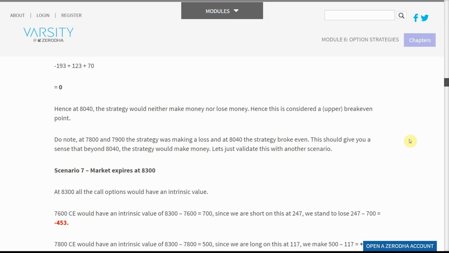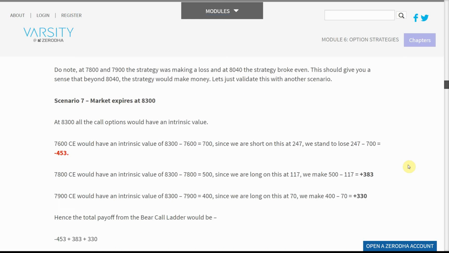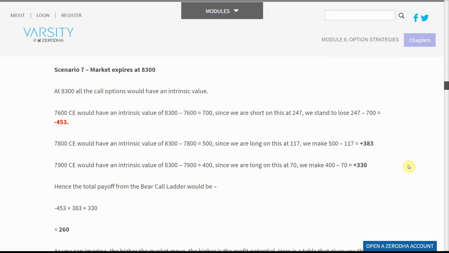Denote: at 7,800 and 7,900 the strategy was making a loss, and at 8,040 the strategy broke even. This should give you a sense that beyond 8,040, the strategy would make money. Let's just validate this with another scenario. Scenario 7: market expires at 8,300. At 8,300 all the call options would have an intrinsic value.